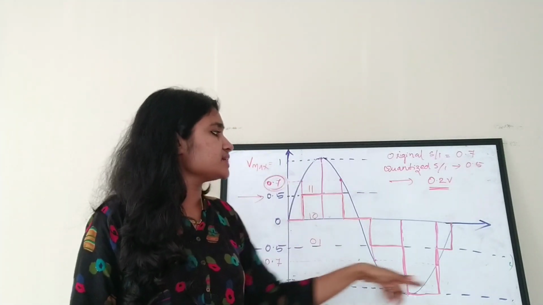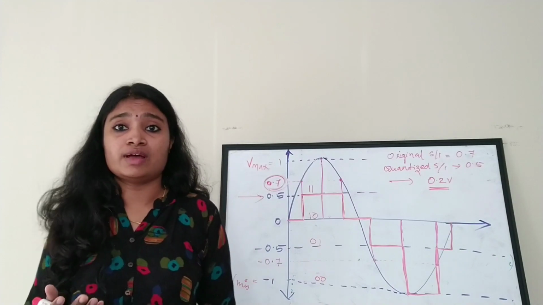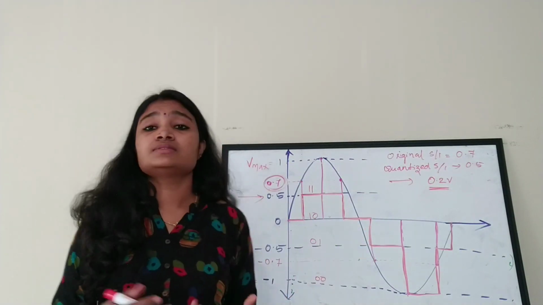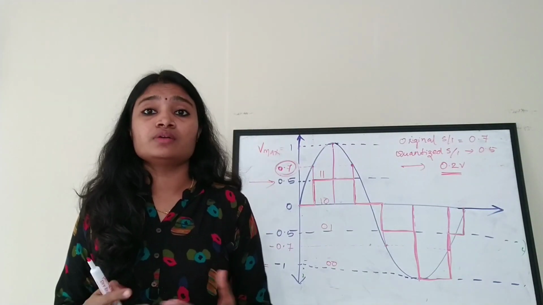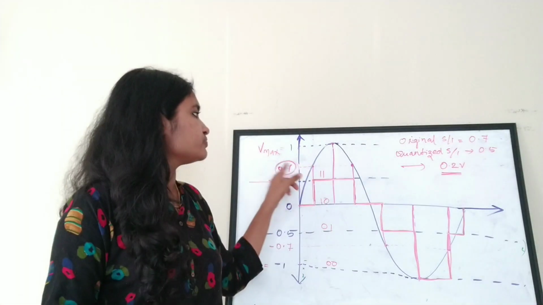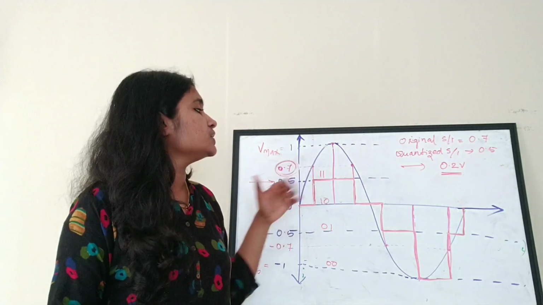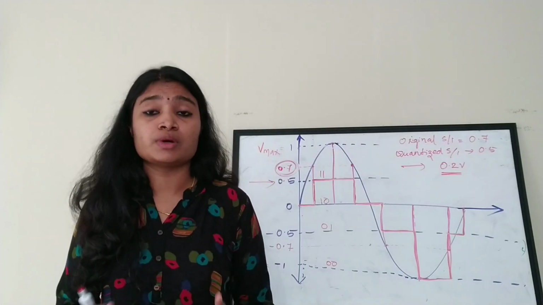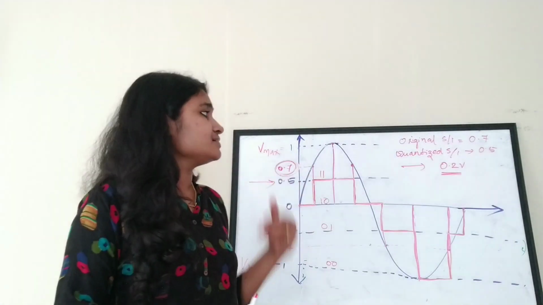While quantizing this entire signal, we are losing a lot of values. All of this together is called the quantization error. At each point we are losing or deducting some values, since we are rounding off the value to the nearest quantization level. So this error is called quantization error. This error is involved while we digitize a signal using an ADC. Okay, so that is quantization.